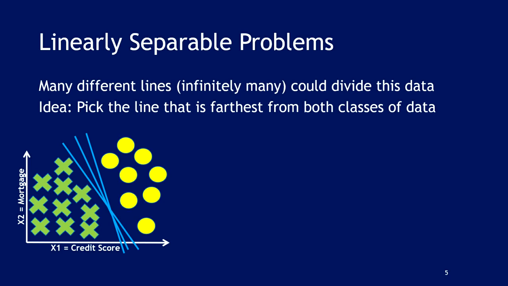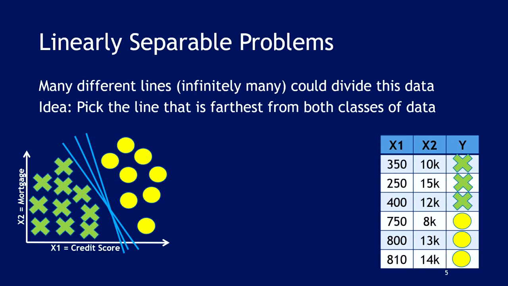So this becomes a very straightforward optimization problem. We want to look at all possible values and want to pick the best one. The best line is defined as a line that is the farthest from both classes of data. So we want a line that's as far as you can get from the green crosses. At the same time, it's also as far as it can be from the yellow dots. So basically, you want to find a middle ground that is of equal distance to both classes.